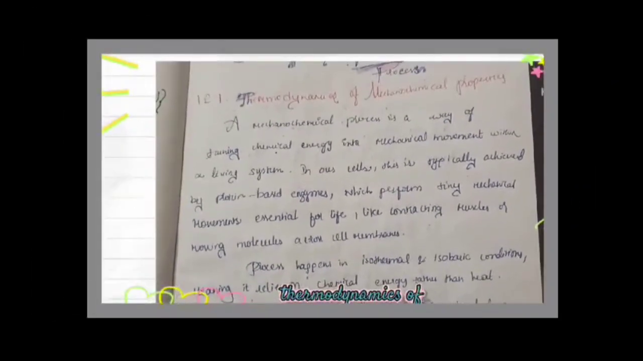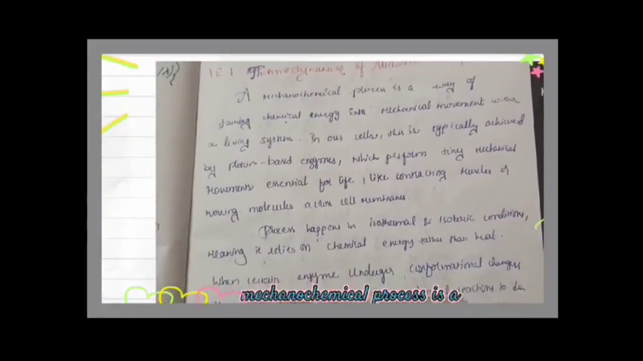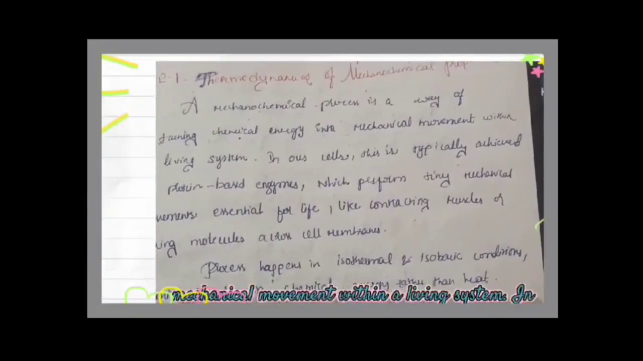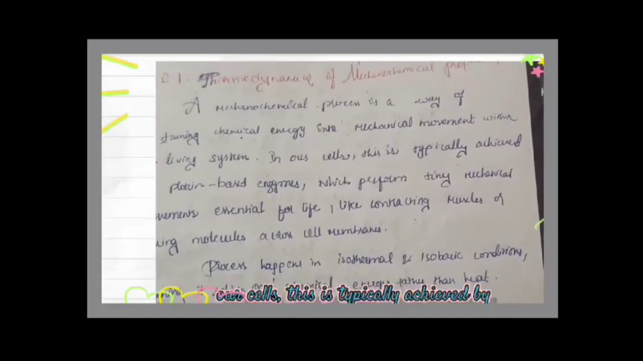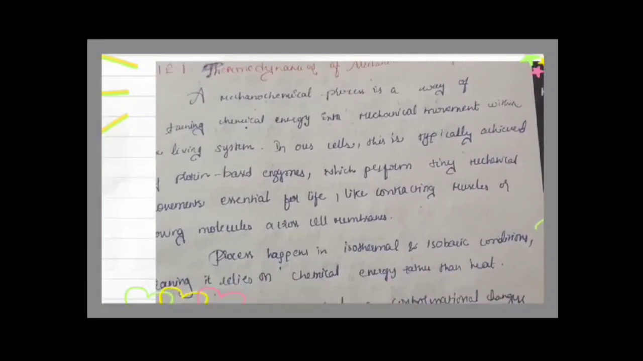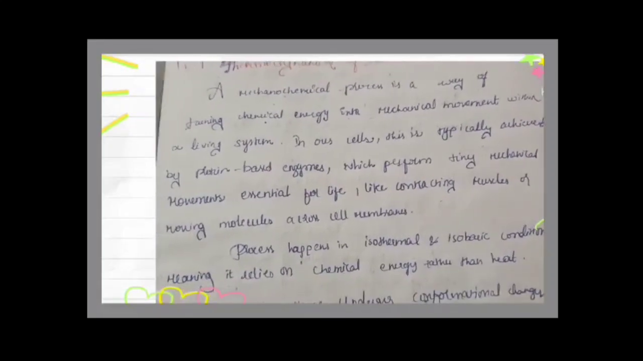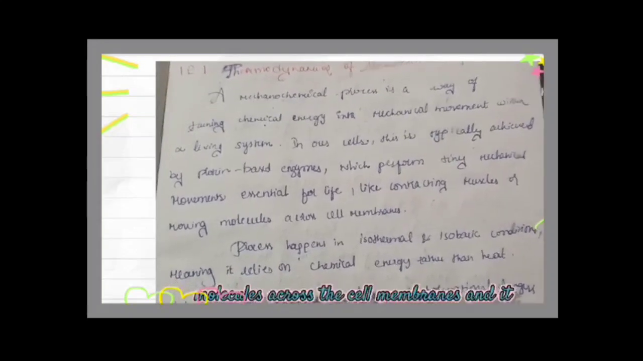Thermodynamics of mechanochemical process. A mechanochemical process is a way of turning chemical energy into mechanical movement within a living system. In our cells, this is typically achieved by protein-based enzymes which perform tiny mechanical movements, and it is essential for life, like contracting the muscles or moving molecules across the cell membranes.